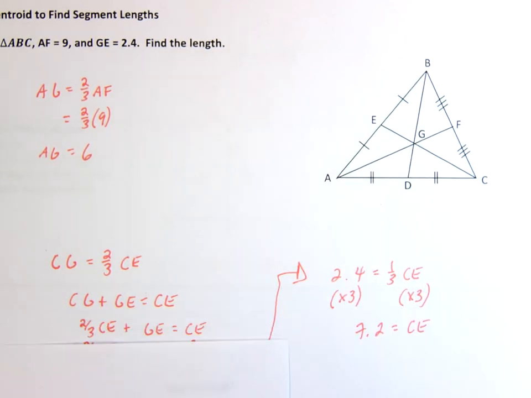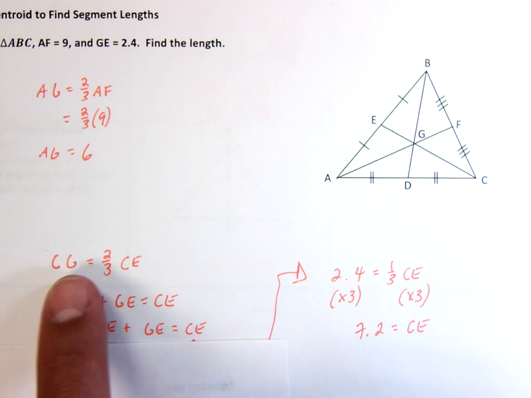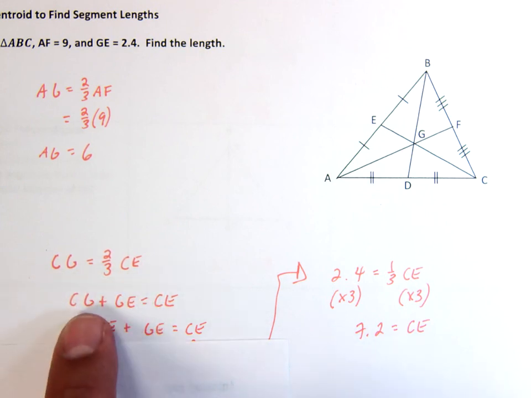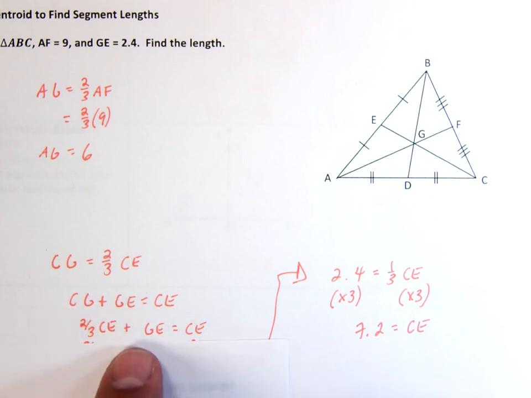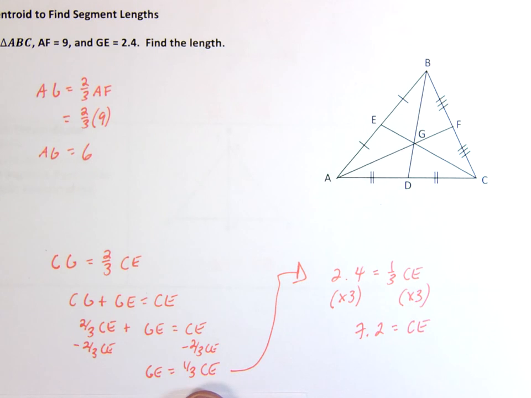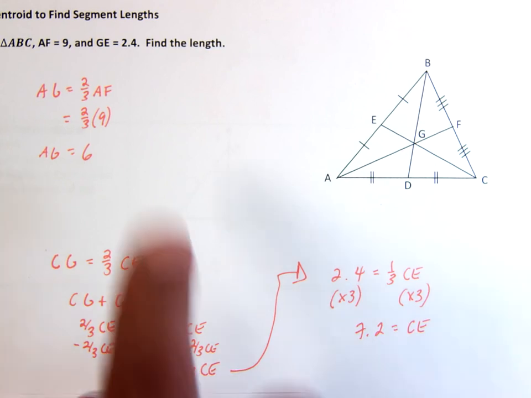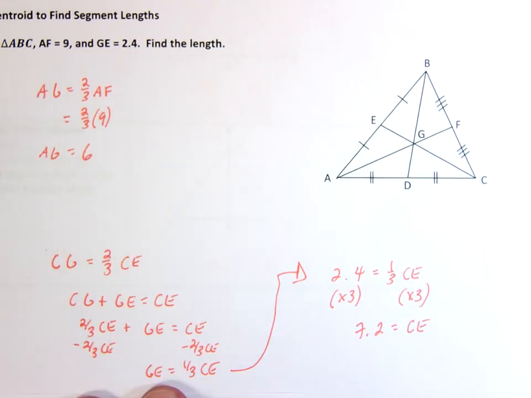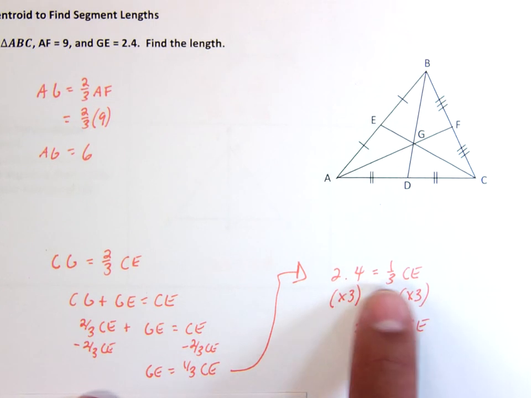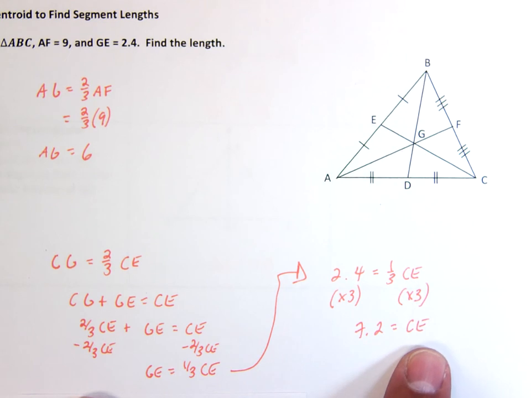And then I just substitute. Up here I said that CG was 2/3 of CE. So instead of putting CG, I'm going to put 2/3 of CE. I just substitute it in. Plus GE equals CE. Subtract 2/3 CE from both sides. That goes away, and I'm left with GE equals 1/3 CE. Notice that GE, they told us up here, was 2.4. So instead of putting GE, I'm going to put 2.4, equals 1/3 of CE. Multiply both sides by 3. 7.2 is equal to CE. A mouthful, I know. We'll talk more about these. Just be familiar with it.